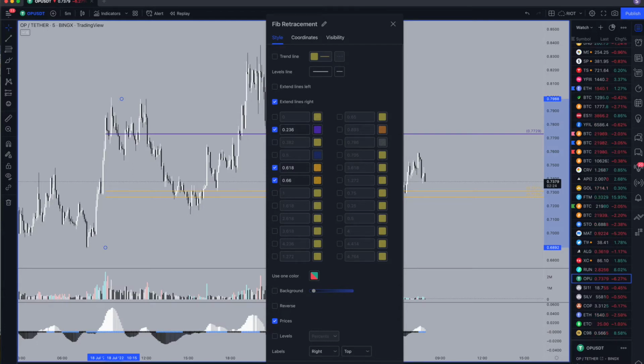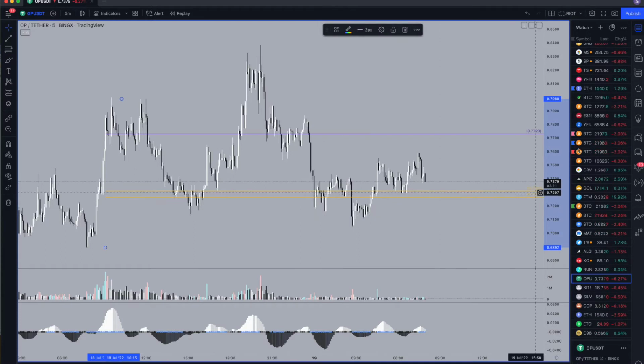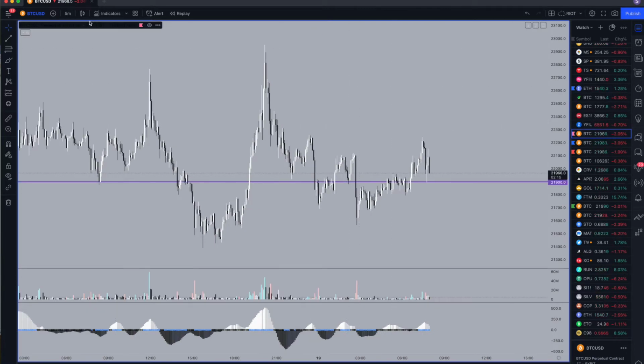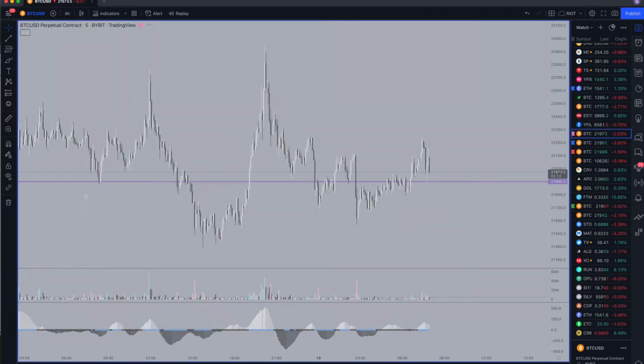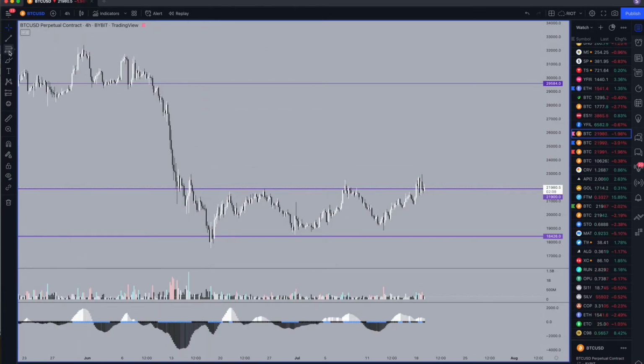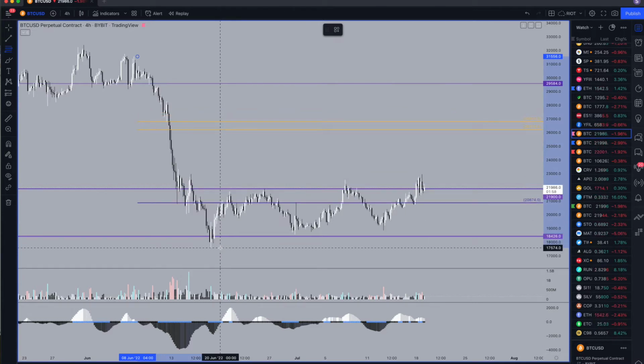So the way I would use the 0.236 is on something like Bitcoin, for example. You would take your fib tool, and once you click on it, you go to your start point, which is the top of a move, down to the bottom of the move, right? So when you look at the 0.236, to me, after a significant move on Bitcoin, reclaiming that 0.236 level is where I would say, okay, we're bullish, right?